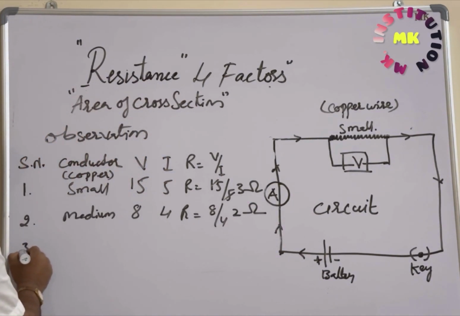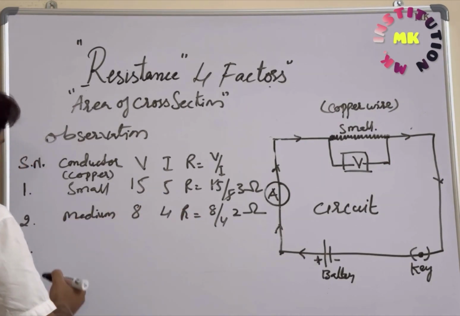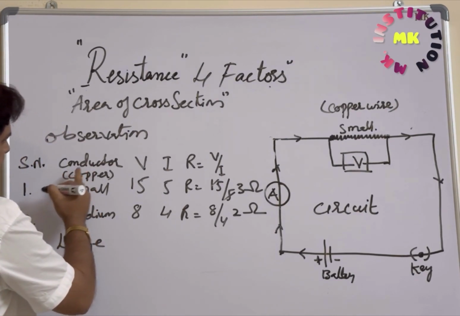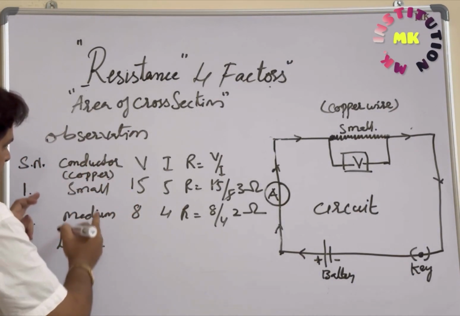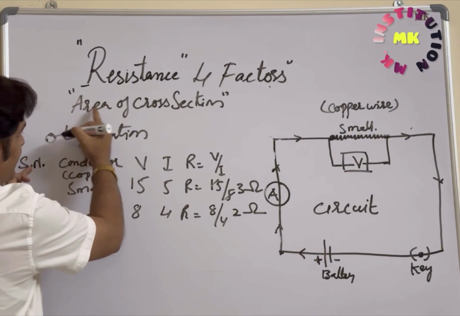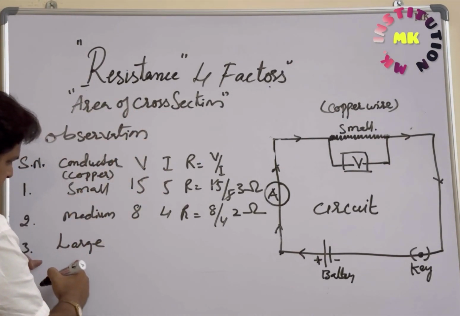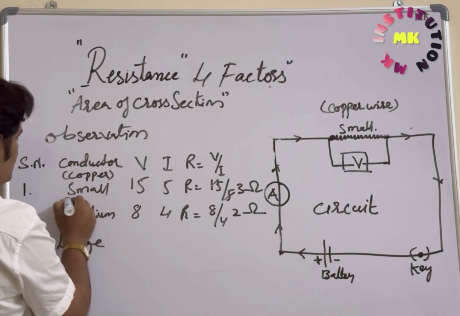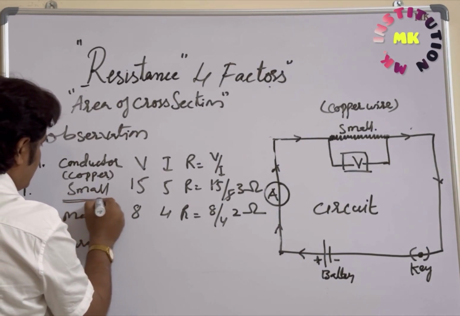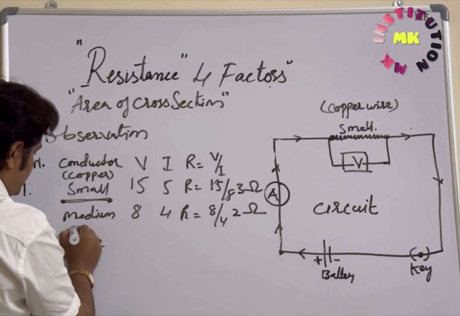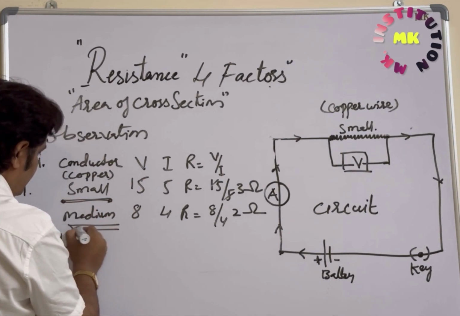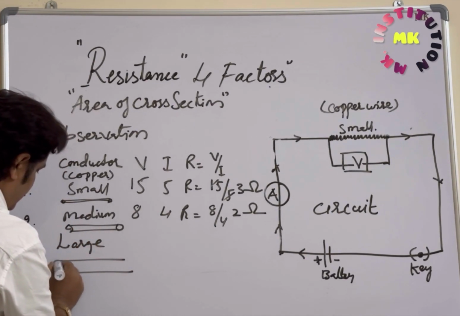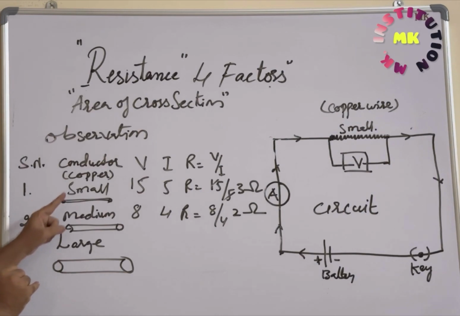Now the next, in the third set, we are taking the large. Same conductor, copper wire only we are taking here, but the area of cross section of this copper wire in the third set is a large one. Clear? This is very small. This is the medium one. And this is the large. Okay, this is the difference here.